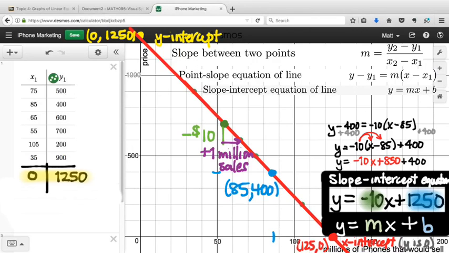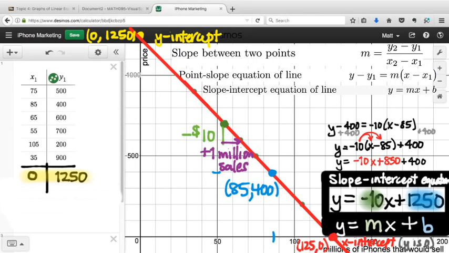Right? So in context, it's when the price of iPhones drops to 0, how many of them do we quote-unquote sell? At that point, they wouldn't be selling at all. We'd be giving them away, right? So how many iPhones could I give away if I just let everybody take one? That answer, I guess, would be 125 million in this model. Right? So that's the x-intercept.